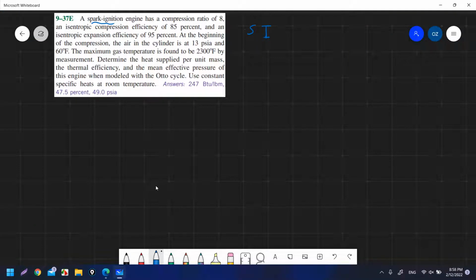The engine has a compression ratio r equal to 8, an isentropic compression efficiency, and from this sentence we know that it is an actual Otto cycle. So the isentropic efficiency of compression, eta C, is equal to 85%, or when we use it in the equation, it is 0.85, and an isentropic expansion.